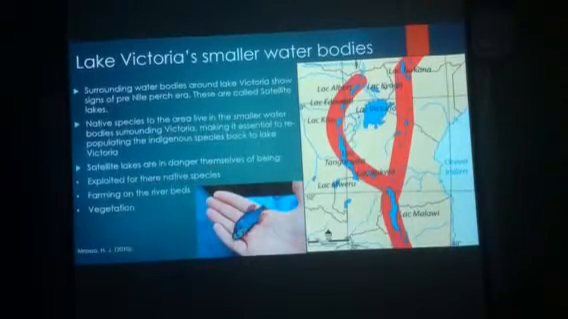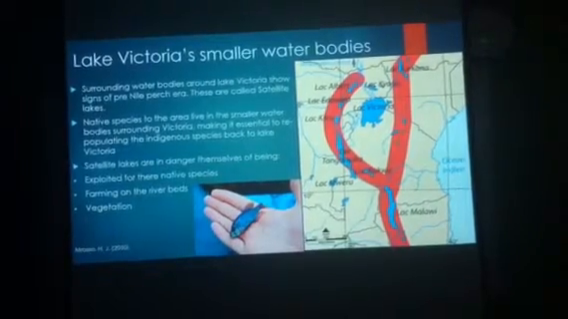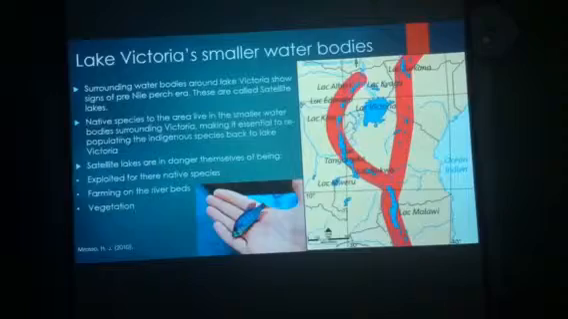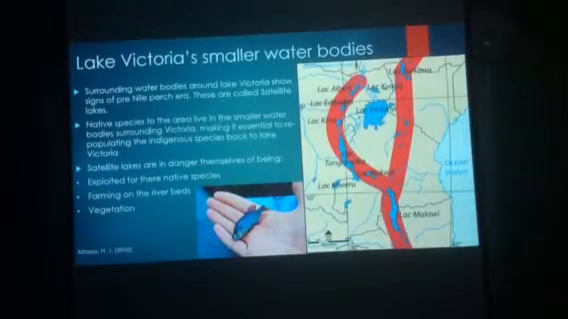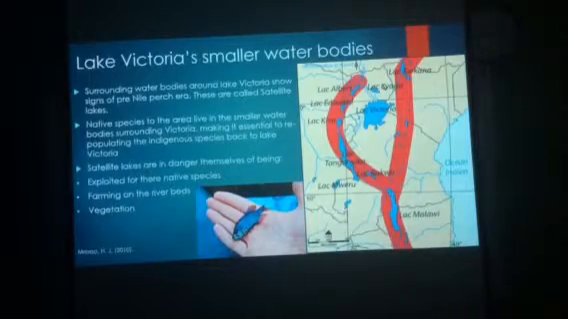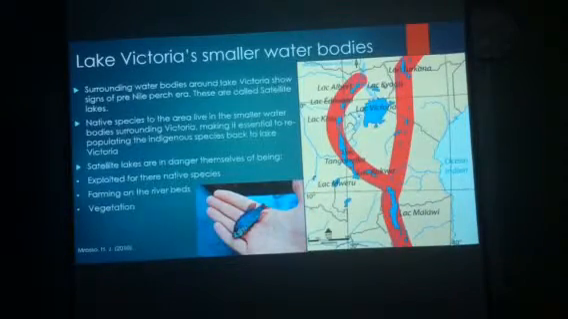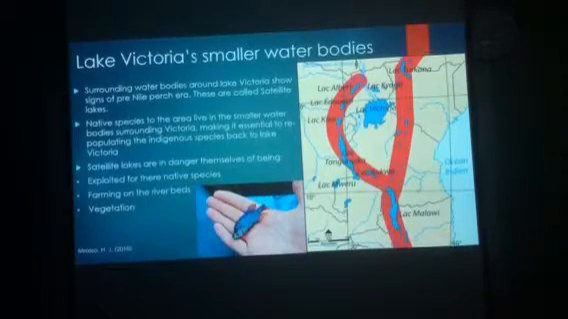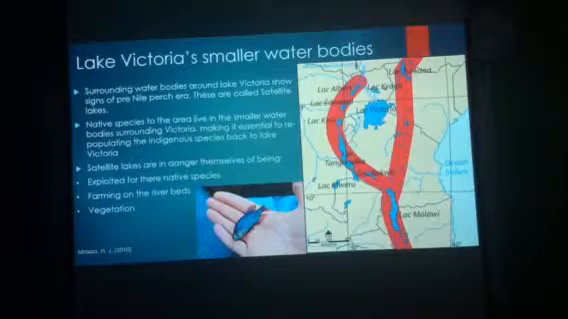Lake Victoria's smaller water bodies surrounding Lake Victoria provide an excellent area for rehabilitation and native species and native cichlids for Lake Victoria. These smaller lakes are called satellite lakes. Native species to these areas and the smaller water bodies surrounding Lake Victoria make it essential to repopulating the indigenous species back into the lake.